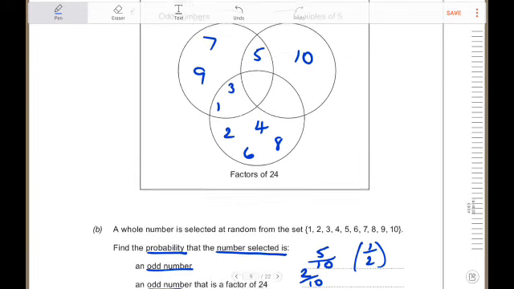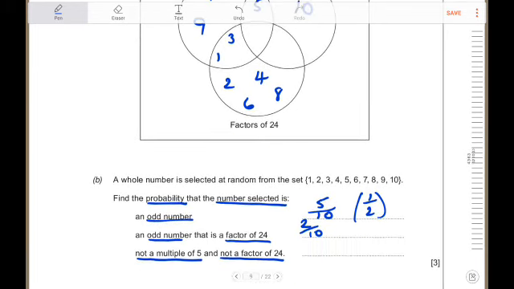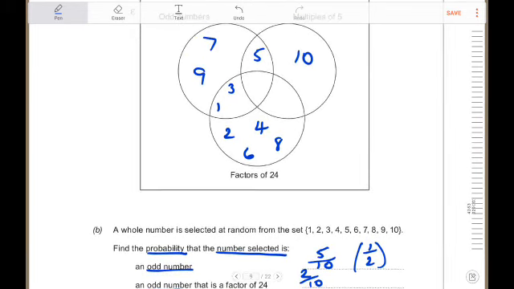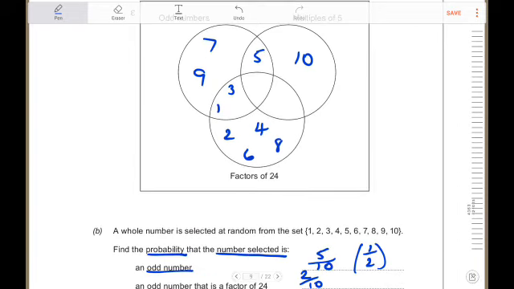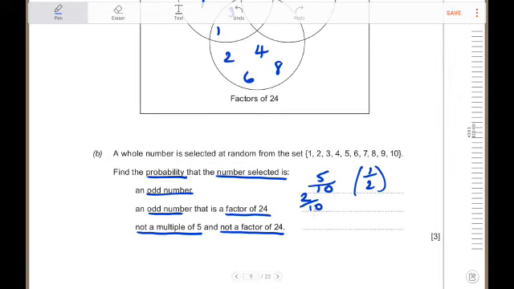The last one, not a multiple of 5 and not a factor of 24. So they can't be in this circle at all, because it's not a multiple of 5, and it can't be in this circle at all, not a factor of 24. So the 2 numbers that are not anywhere inside these 2 circles are 7 and 9. So again, that's 2 numbers out of 10.